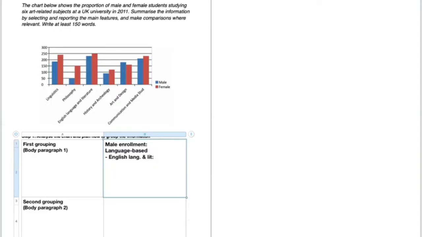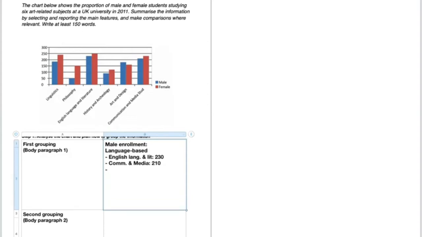And I'm going to just write out, I see English language and literature. And we can say that is about 230 because you see how it is right in between 200 and 250. So I've got English language and literature, 230. Secondly, I've got communication and media. That seems to be, I would say, around 210 because it's right above the 200 mark. So I'll say 210. Then we've got our third language-based, which is linguistics. And I'm going to say linguistics is around a 180. It's right in between the 150 and 200, but closer to 200.